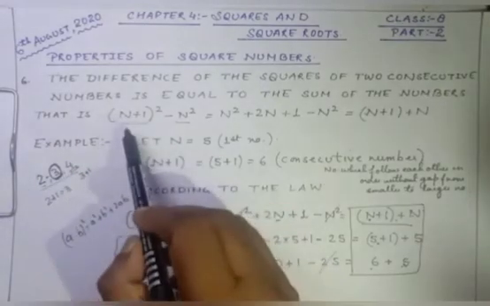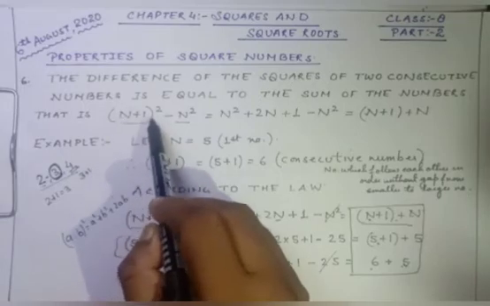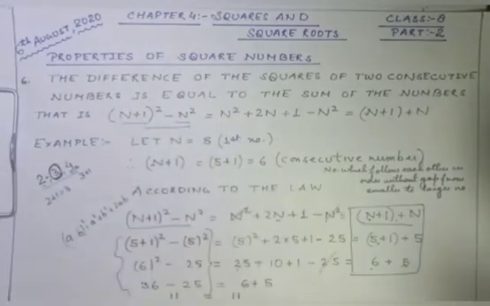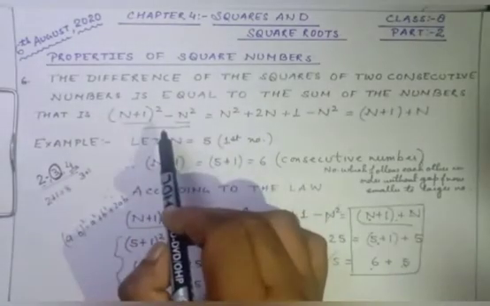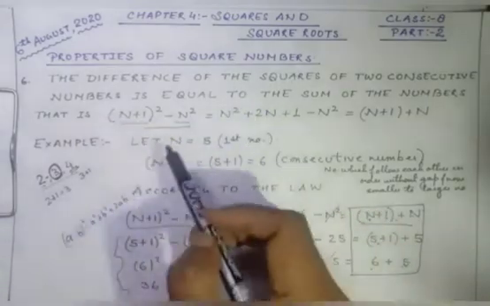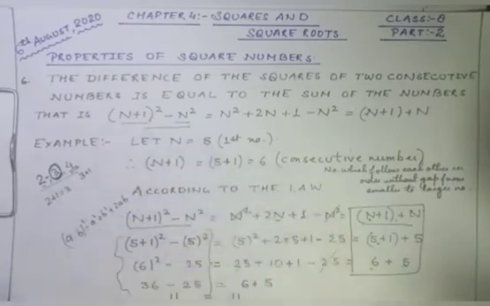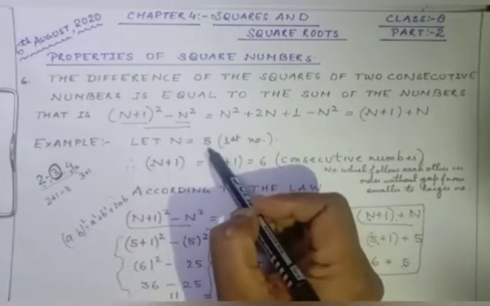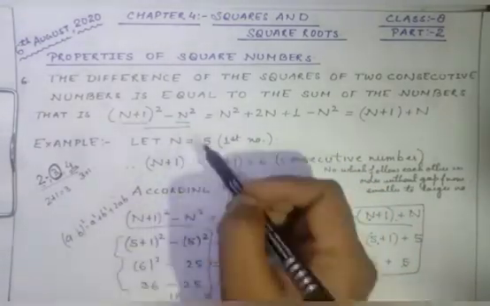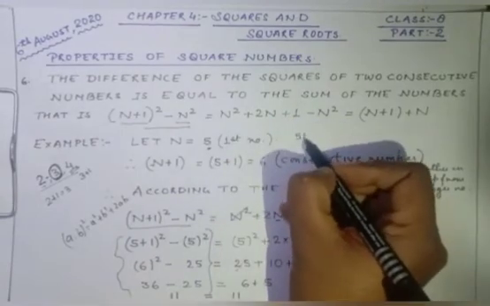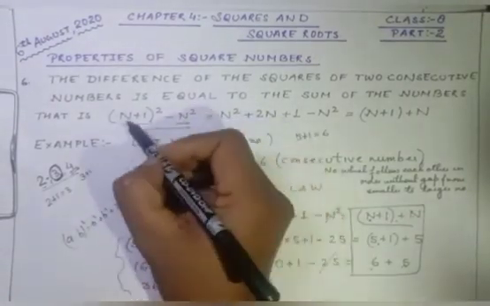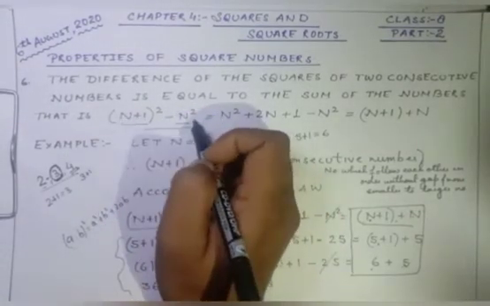Now let us see the property, (n plus 1) to the whole power 2 minus n square. From where am I getting this? I am going to explain this part with the help of an example. Over here I have assumed n as 5. This is the first number, and if I have to find the consecutive of this number, I simply add 1 to that number. It will become 6. So this is n and this is n plus 1, the consecutive of the given number.